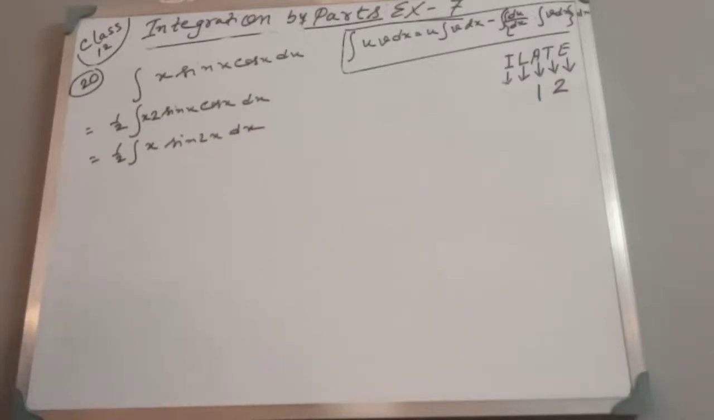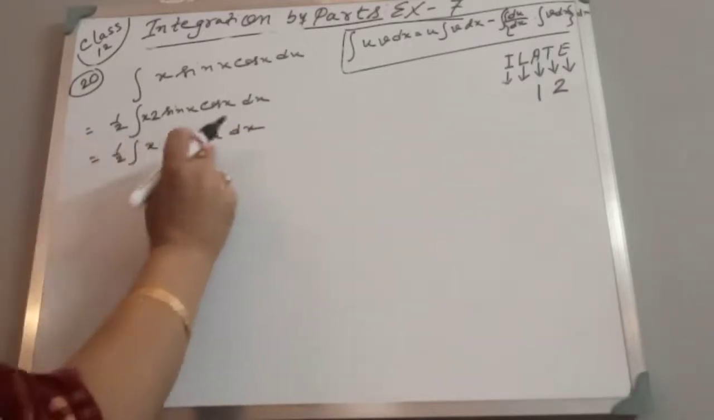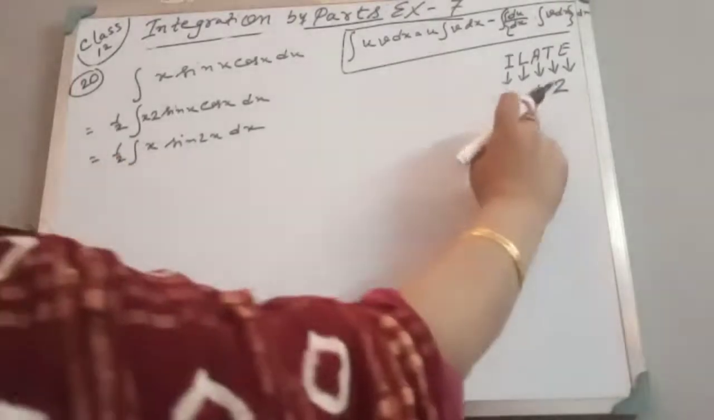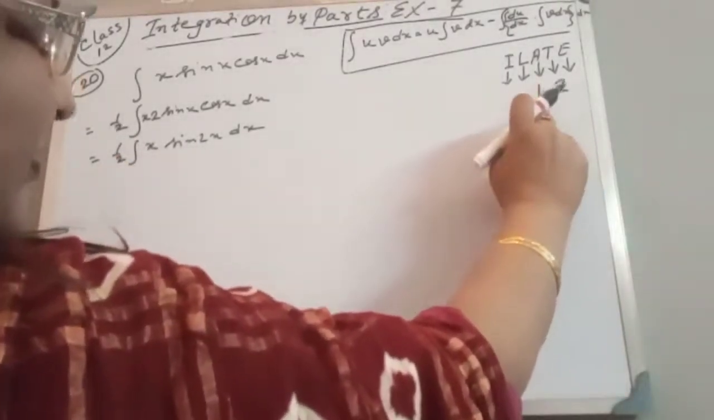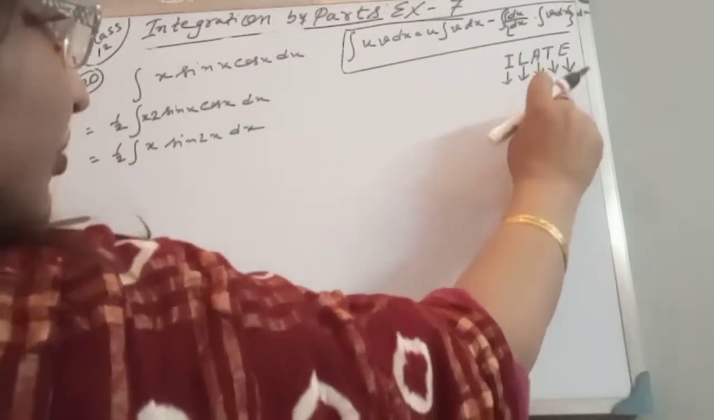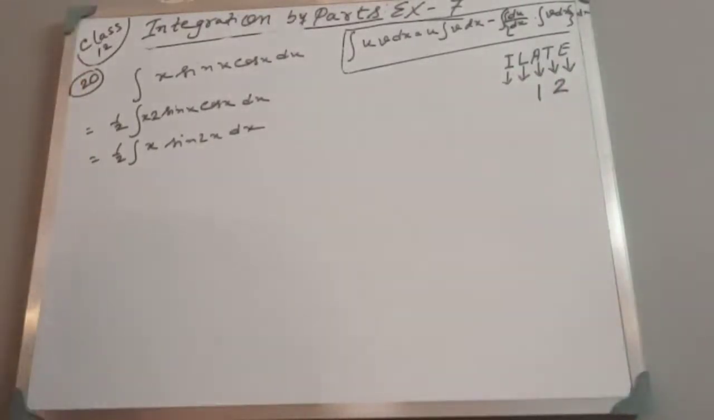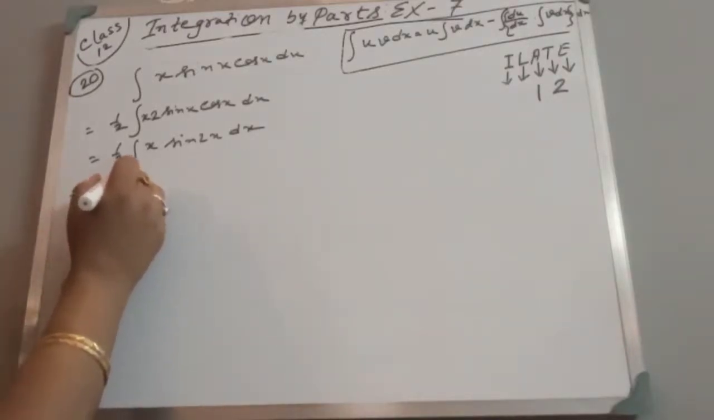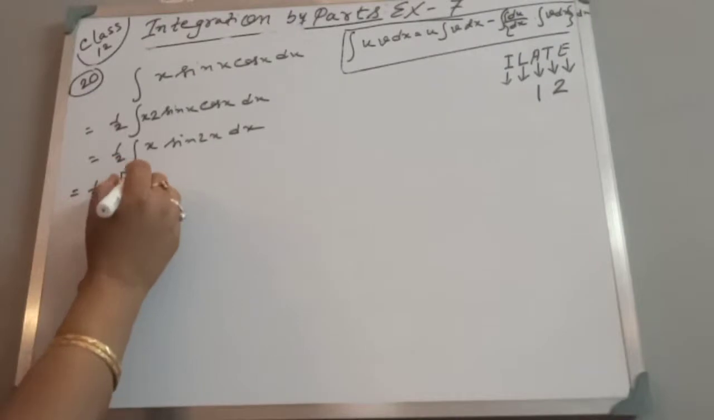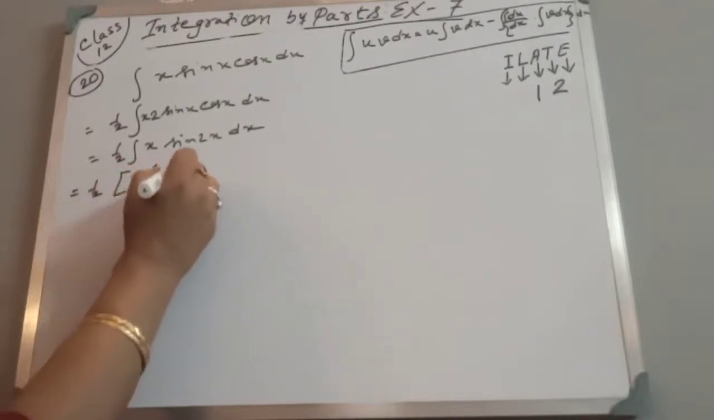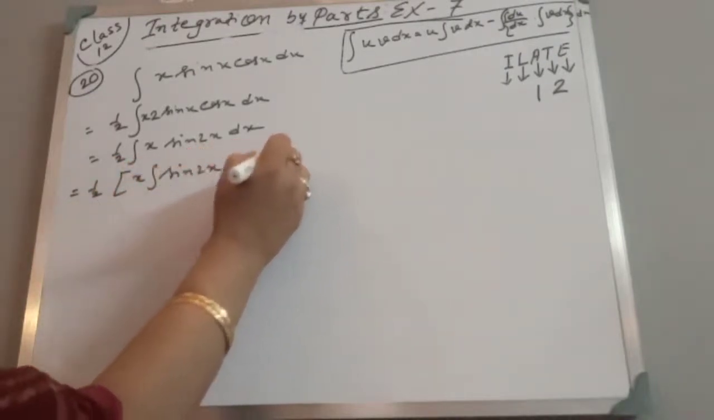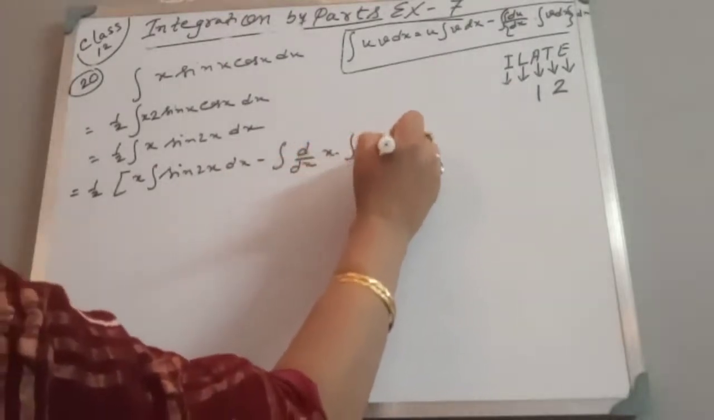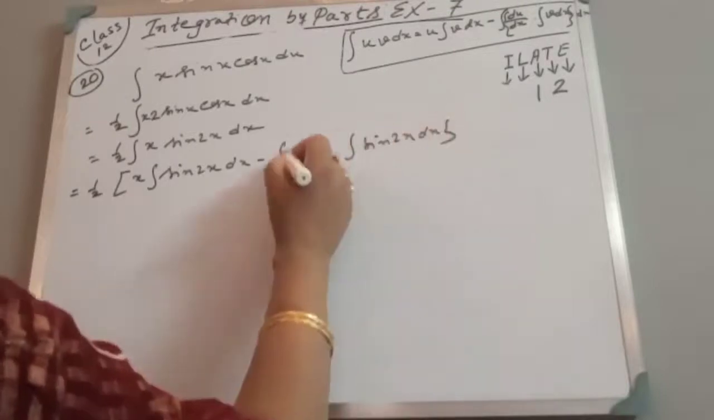So x sin 2x. Now again we get the product of two functions. One is an algebraic function, another is a trigonometric function. The algebraic function we take as the first function, and the trigonometric function we take as the second function. So now we can do this. Half is coming U integral, minus integral, into integral, whole integral.